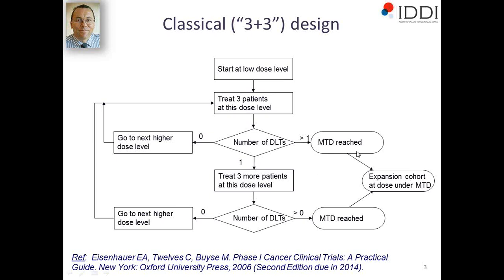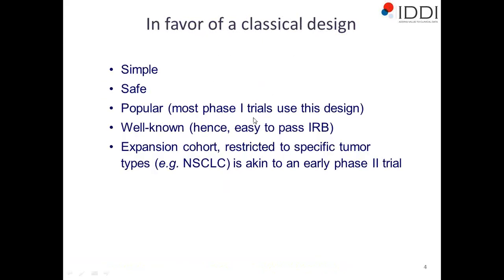Now, after that dose-limiting toxicity has been reached and the maximum tolerated dose has been reached, we can do an expansion cohort at a dose that is just under the MTD, and that is called the recommended phase 2 dose for further trials. The advantages of a classical design are many. First, it's simple, it's very safe, it's been shown to work well in many, many instances in the past. It's been very popular and it's still popular today.